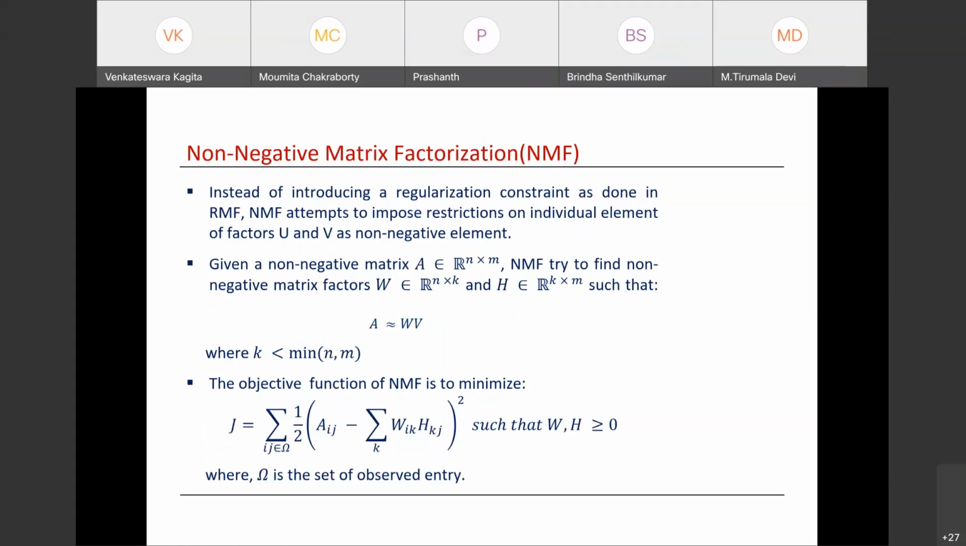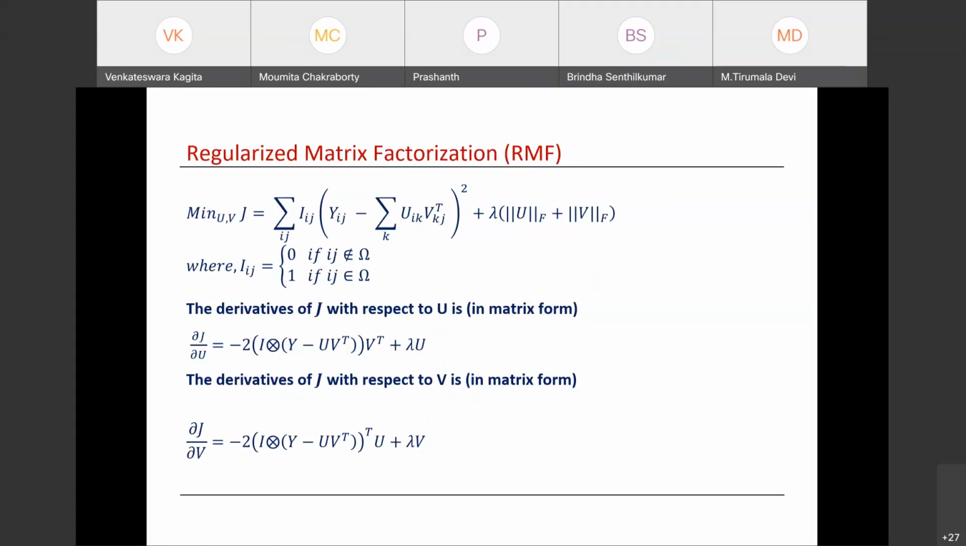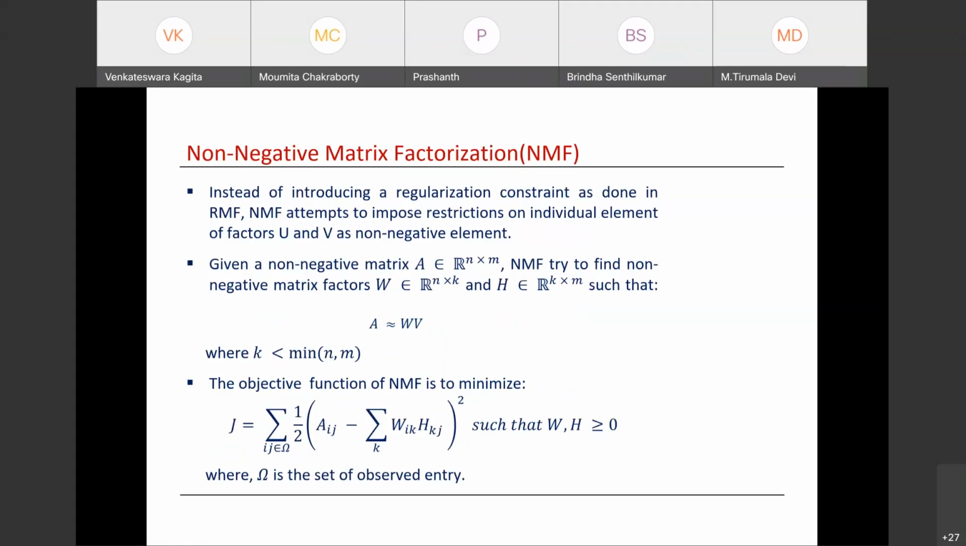And non-negative matrix factorization is also the same. Instead of this regularization term, in case of regularized matrix factorization, we impose another constraint. The constraint is that the entries of U and V shouldn't be negative.